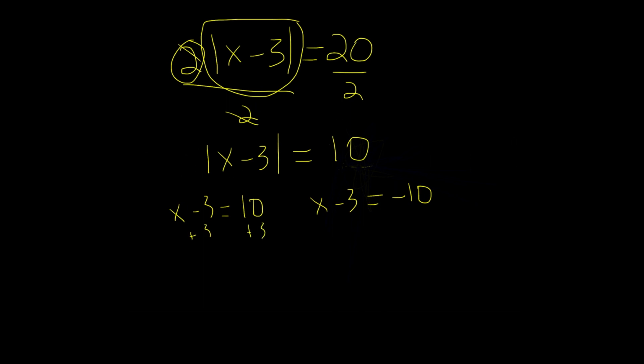So let's solve x minus 3 equals 10 first. We're going to add 3 on both sides. So we're left with x equals 10 plus 3, which is 13. So that's one of our answers.